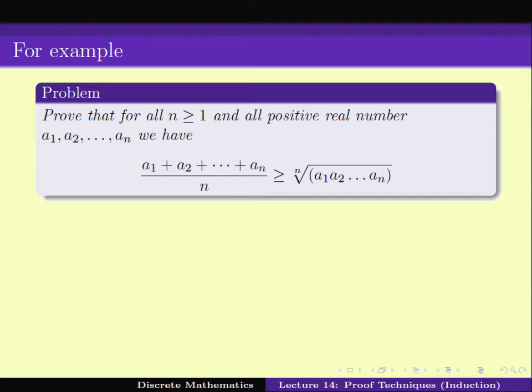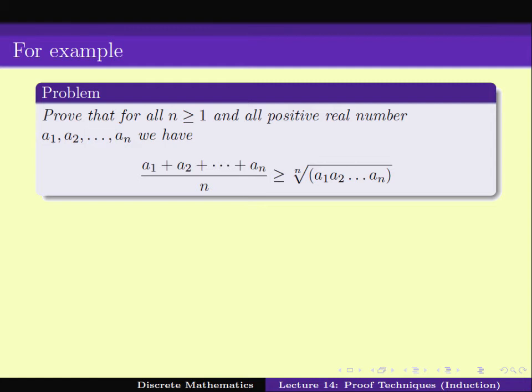This says that for all n and for all positive real numbers a1 to an, we have (a1 plus a2 plus dot dot dot till an) by n. That means the average of a1 to an is greater than or equal to the nth root of the product of the ai's. Nth root of a1 times a2 times dot dot till an.